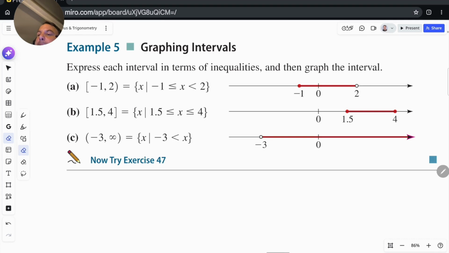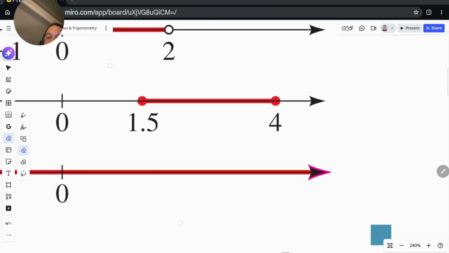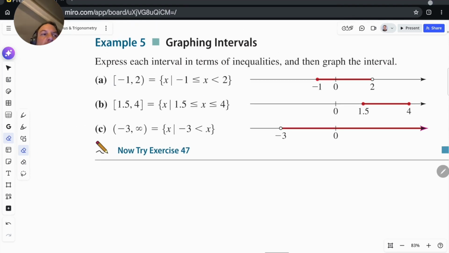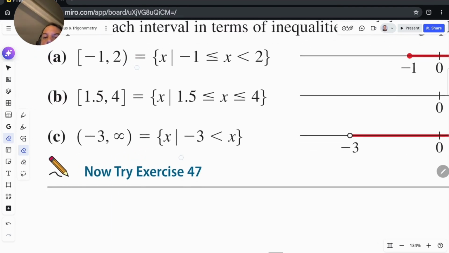All right, let's take a look here at B. We have 1.5 and 4, both are included. So we have our closed, filled points at positive 1.5 and 4, making that segment. Here is our inequality.